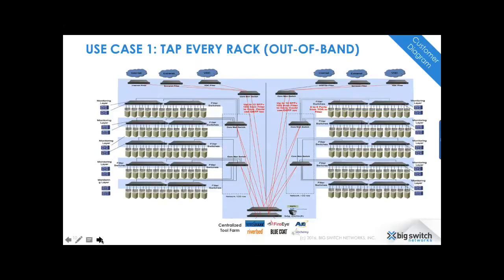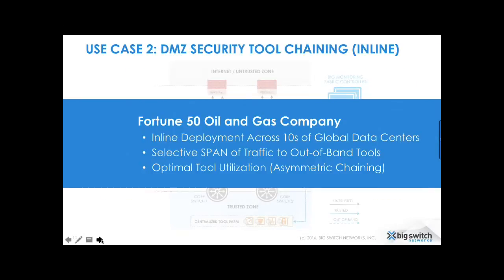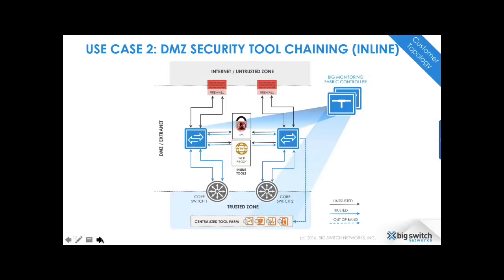Moving on to the next slide is another deployment using the same Big Monitoring Fabric infrastructure. What you can do is deploy it in an inline in-band mode in a DMZ. So this is a Fortune 50 oil and gas company. What they wanted to do, across tens of their global data centers, was have a mechanism where there is a clear separation of what the security team is doing and the tools are doing in the DMZ and what the network team is doing. So they were looking for features and functionality, things like tool chaining in the DMZ.